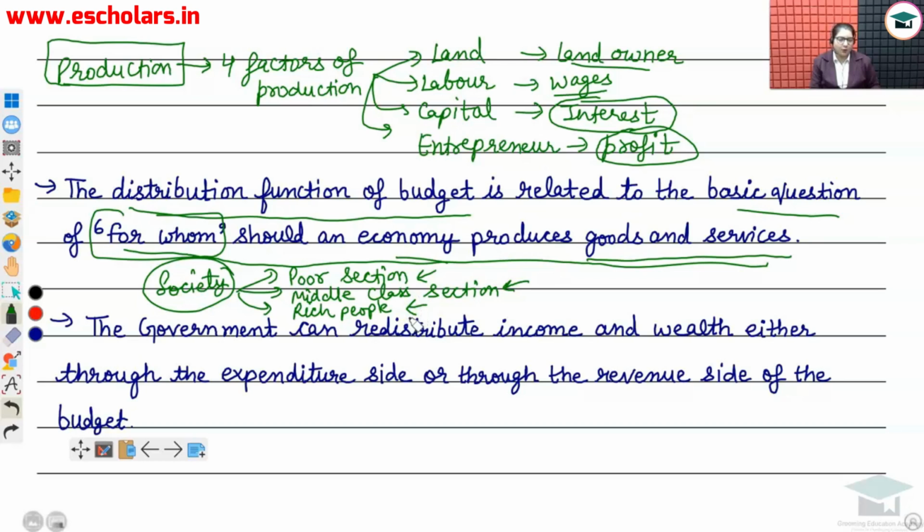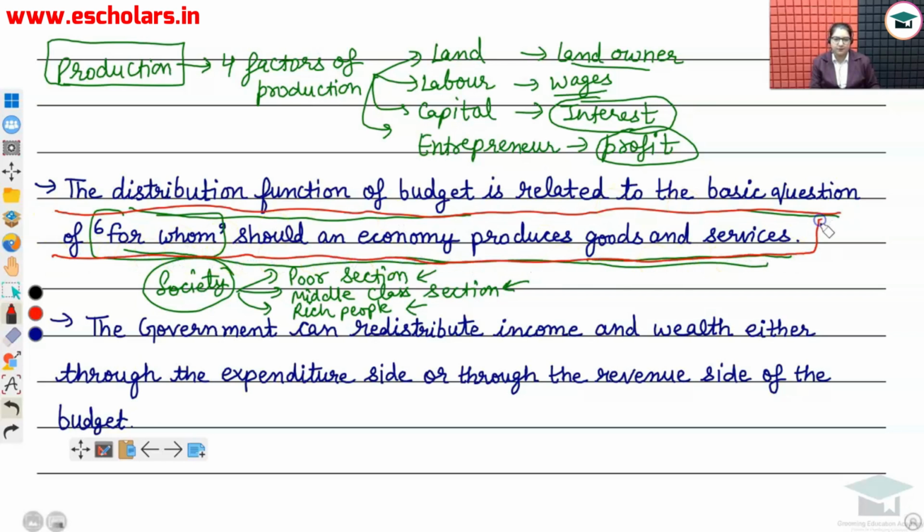Okay, let's suppose the society has decided to produce more of the luxury goods. That means the society has decided to produce for the rich people. And if the society has decided to produce more of the normal goods, that means the society has decided to serve middle class section people. And if the society has decided to produce more of the inferior goods, then that means the society has decided to produce for the poor section of people. Okay, so the distribution function of budget is related to the basic question of for whom should an economy produce goods and services.